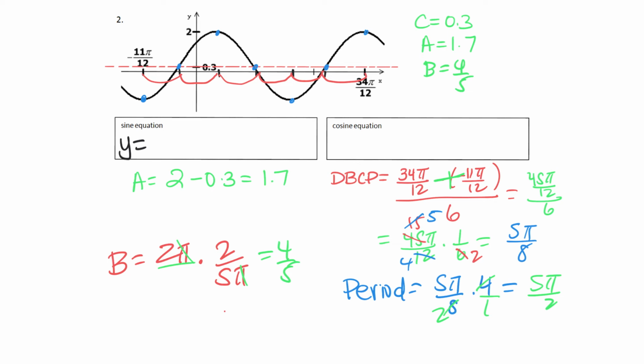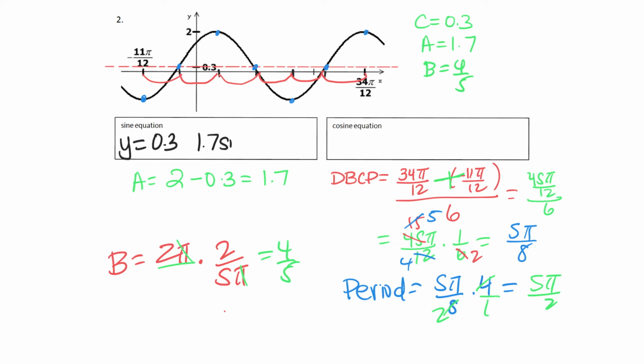So now I'm going to write my equations. Y equals the C value is 0.3. I'm going to leave a space. Then we have the A value. This first one's sine, and then it's 4/5, and then it's radians, so it's x. Now for cosine, same thing. 0.3, leave a space. 1.7 cosine, 4/5 x. I'm going to use for sine an SA value. Now, what I was given was a minimum and a maximum, so I do not have an SA value.